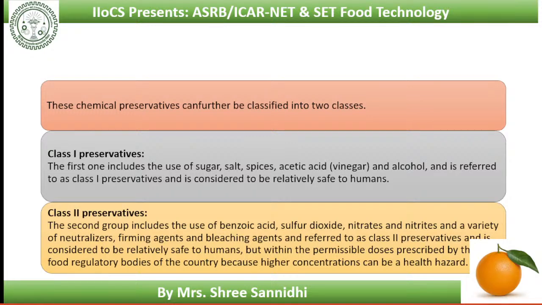The second type is class 2 preservatives. This includes benzoic acid, sulfur dioxide, nitrites and nitrates, and a variety of neutralizers, firming agents and bleaching agents. These are referred to as class 2 preservatives, and these are also considered to be relatively safe to humans, but within the permissible doses prescribed by the food regulatory bodies of the country, because higher concentration of these class 2 preservatives can be a health hazard.